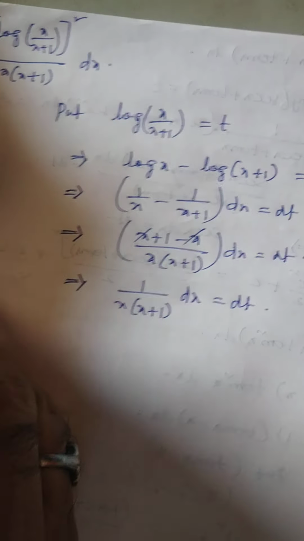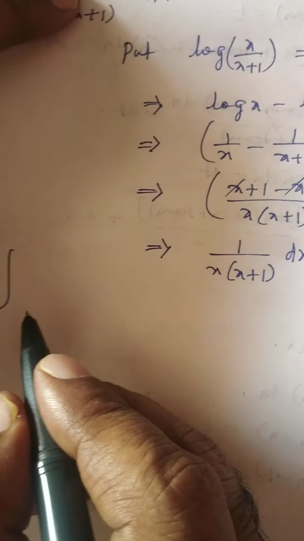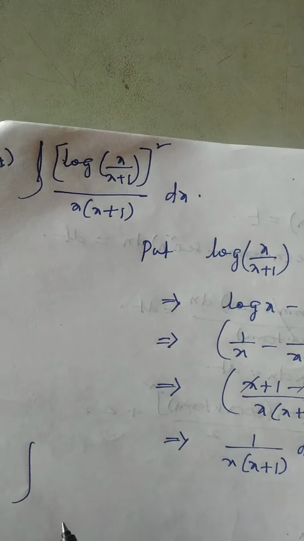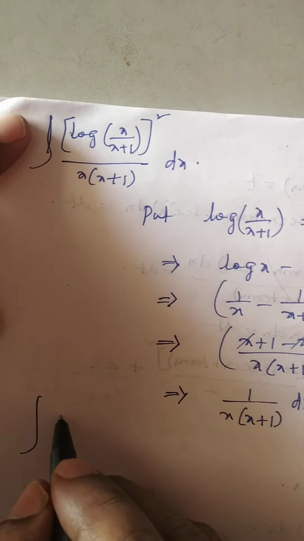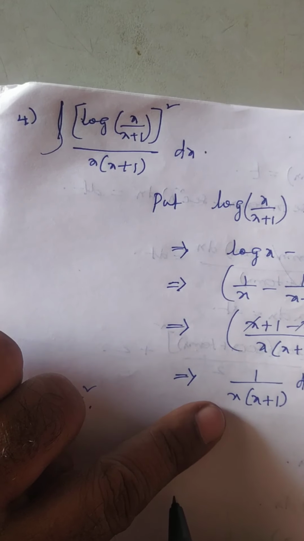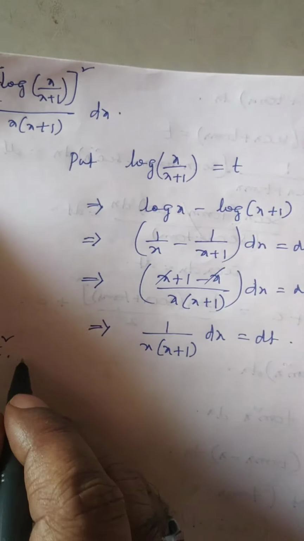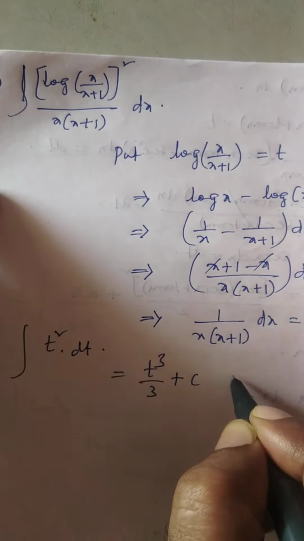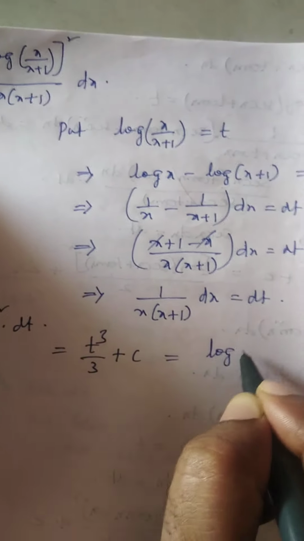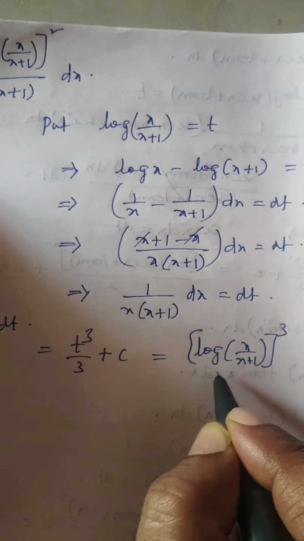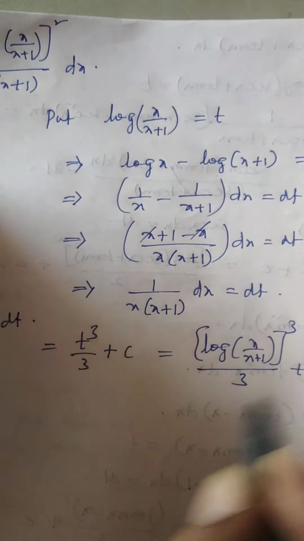So going back to the integration, we had assumed this log of x by x plus 1 as t. So t square into 1 by x into x plus 1 dx is equal to dt we got. So t square dt simply. So that is equal to t cube by 3 plus c. So t is what? Log of x by x plus 1 whole cube by 3 plus c is the final answer. Next, coming to question number 5.